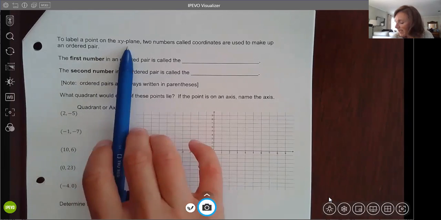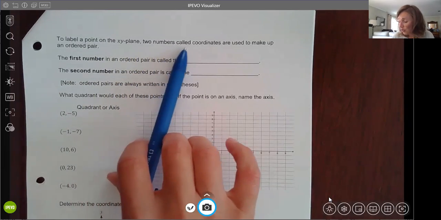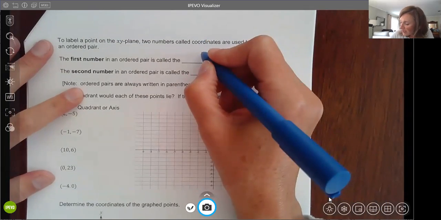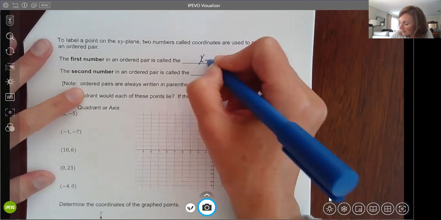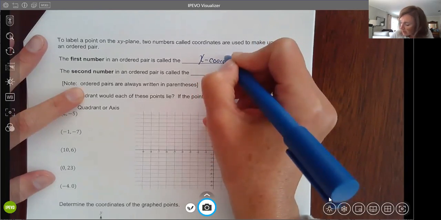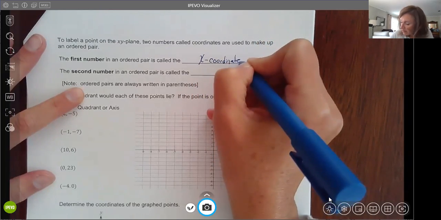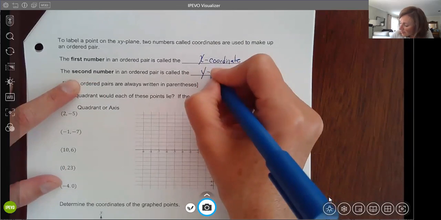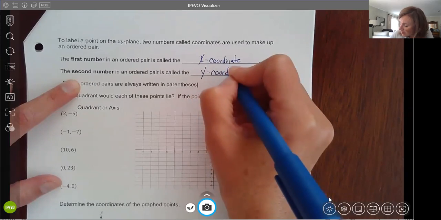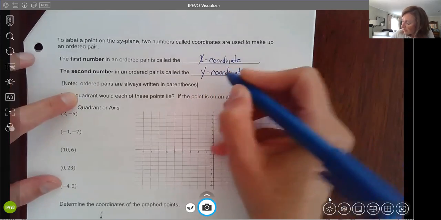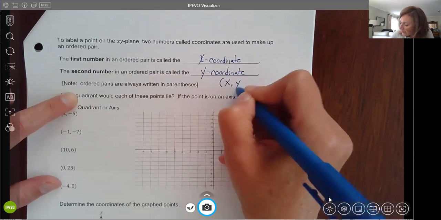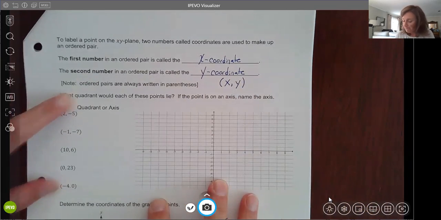So it says to label a point on the XY plane, the two numbers are called coordinates, and they're used to make up what's called an ordered pair, right? So the first number in the ordered pair is called the x coordinate. And the second number in the ordered pair is called the y coordinate. So an ordered pair is a way that we can orient yourself on the XY plane.